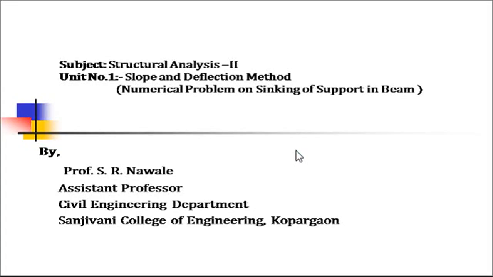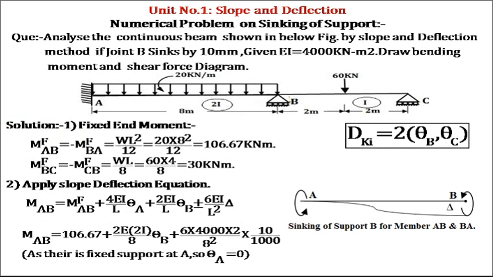Hello everyone. In this video, we are going to learn the numerical problem on sinking of support in beam by slope and deflection method for the subject structural analysis 2. Analyze the continuous beam shown in the below figure by slope and deflection method. If joint B sinks by 10 mm, the value of EI is 4000 kN meter square, and we are told to draw the bending moment and shear force diagram.